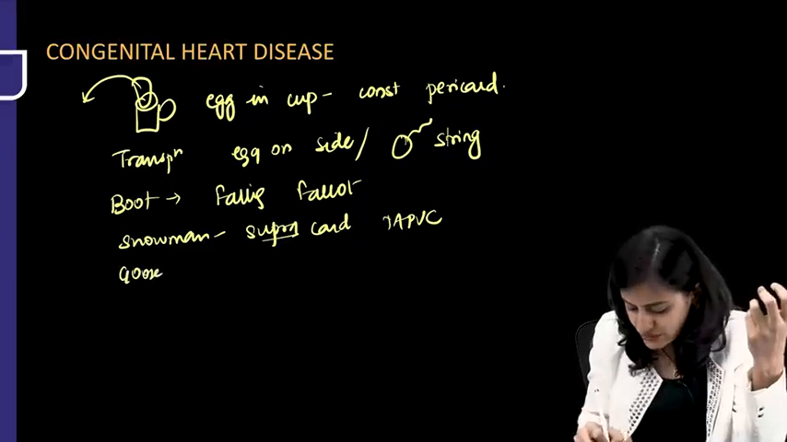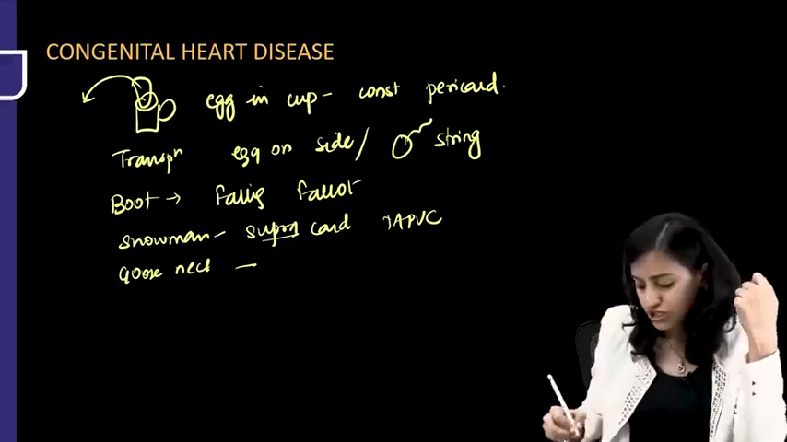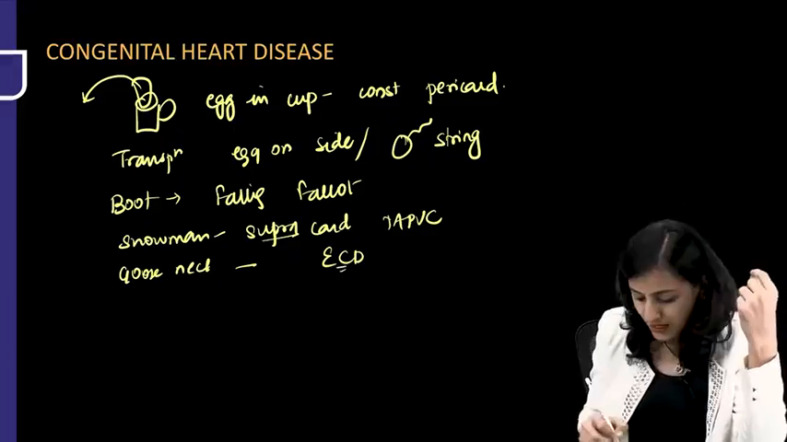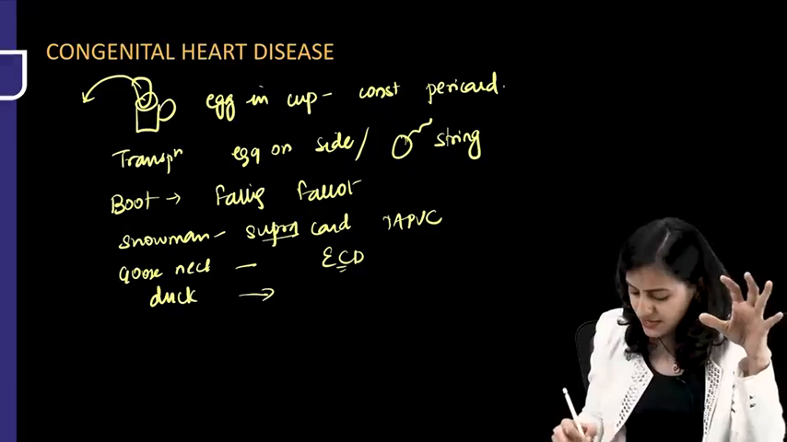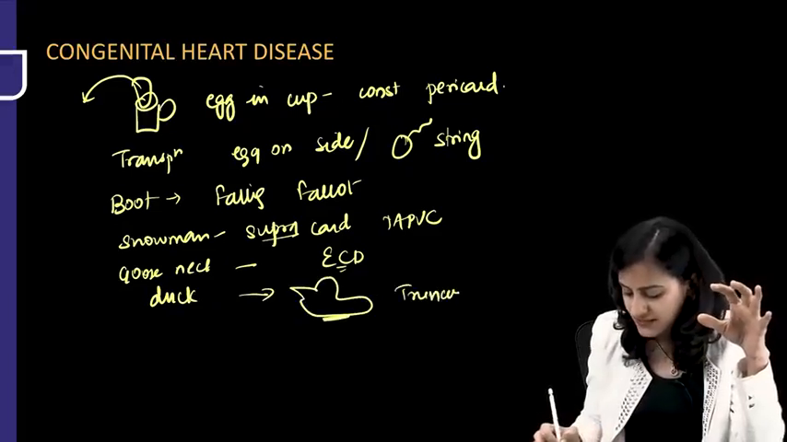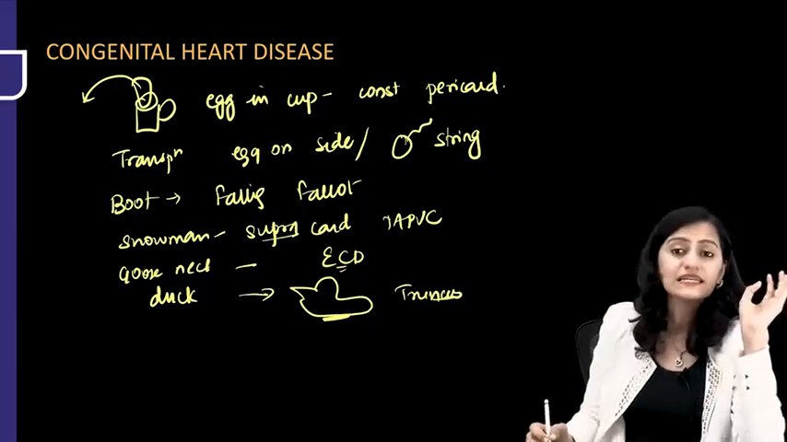Where do we have the gooseneck appearance of the heart? Neck. Around the neck we use a cushion. So remember endocardial cushion defect. Where do we have the sitting duck appearance of the heart? Imagine a duck which is sitting on its trunk. So that is trunk, that is truncus arteriosus. Patent truncus arteriosus is the sitting duck heart.